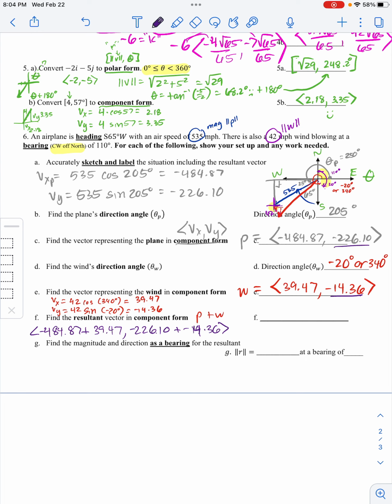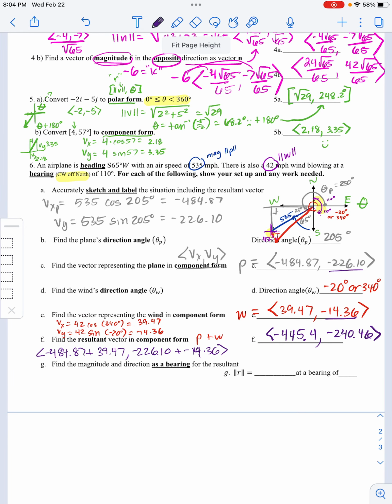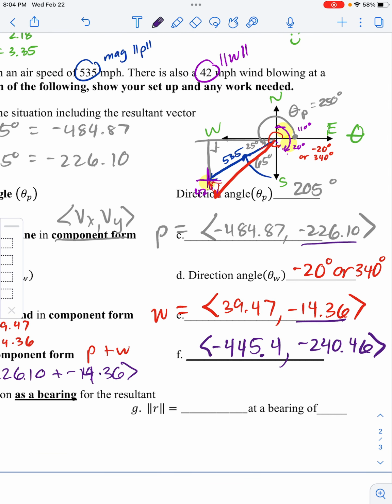Okay, so I'm taking negative 484.87 and I'm adding 39.47. And I am getting as my component for x, negative 445.4. Now I'm going to do the y part. So negative 226.1 plus negative 14.36. And I'm coming up with negative 240.46. So if I look at my red resultant vector, that still makes sense. It's negative for an x, negative for a y. So my component form to get here should have both those things be negative.